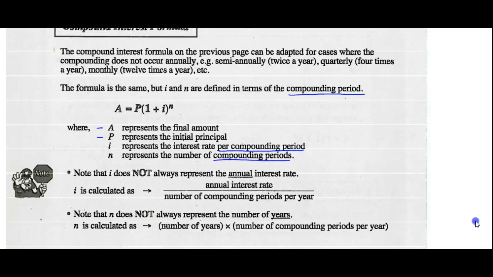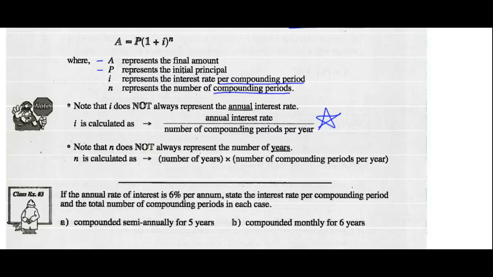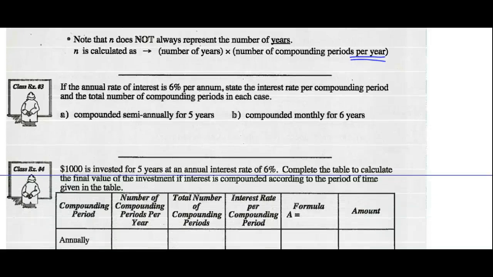Note that i does not always represent the annual interest rate. i is calculated as the annual interest rate divided by the number of compounding periods per year. Put a big star beside that. It's a common error people make. And n does not always represent the number of years, but it's the number of years times the number of compounding periods per year. So those are two common errors. i and n now change.